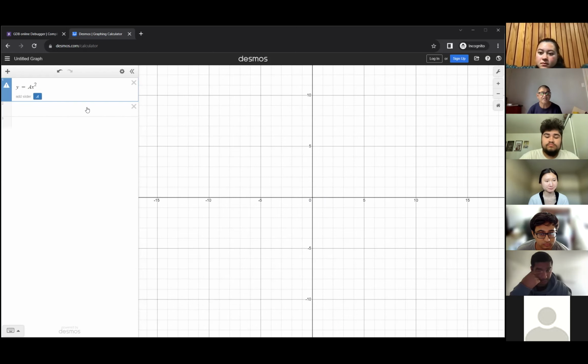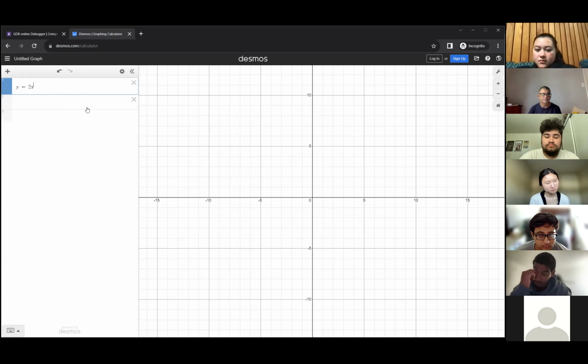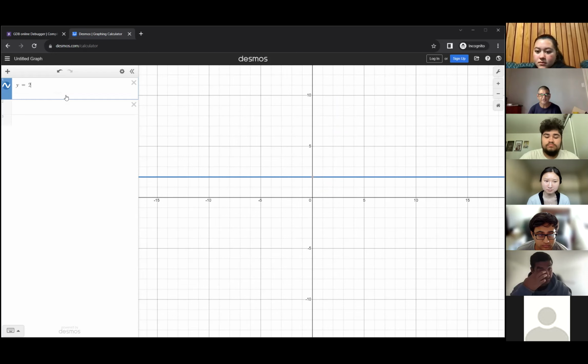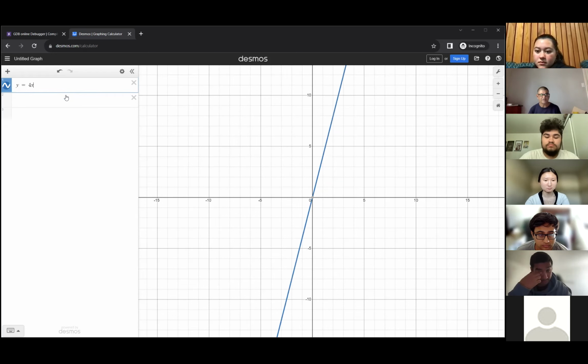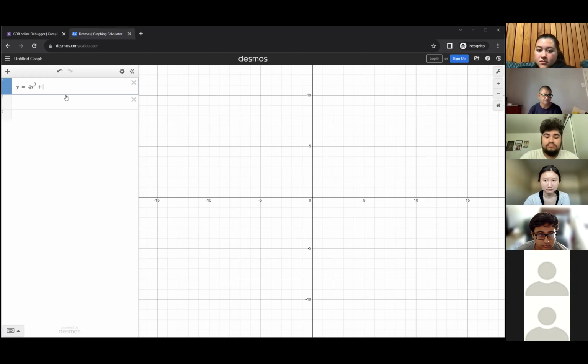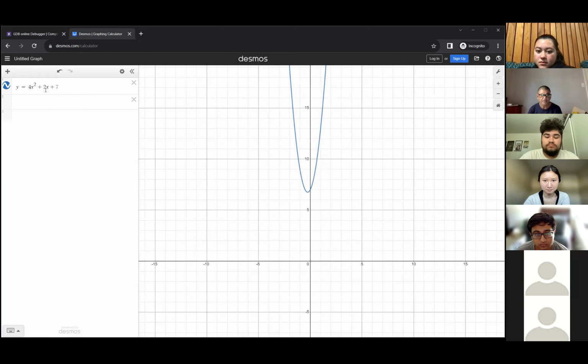No, you can't say a. It has to be an actual value. It has to be a number. It has to be like 4x squared or something like that. Plus, add a linear term also. Well, what you had was fine: 4x squared plus 2x plus 7. Yeah. All right.